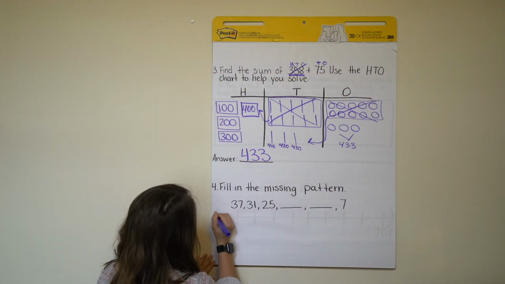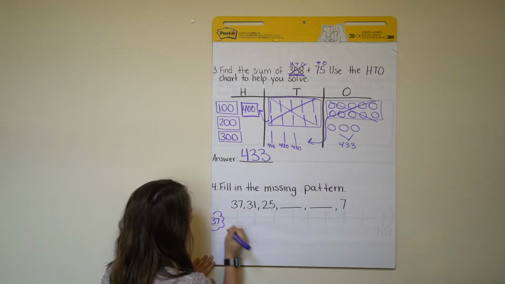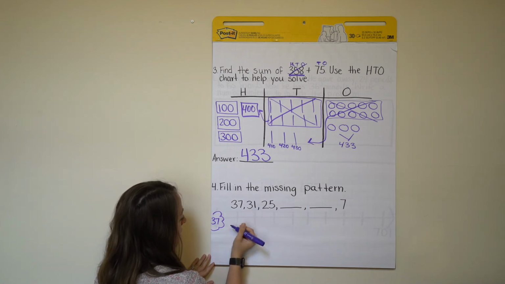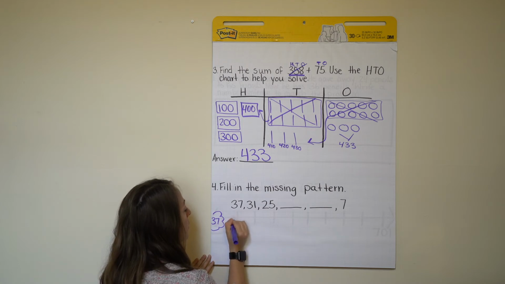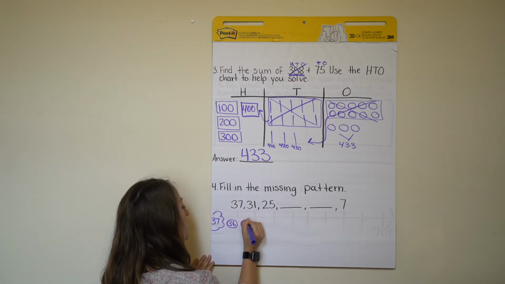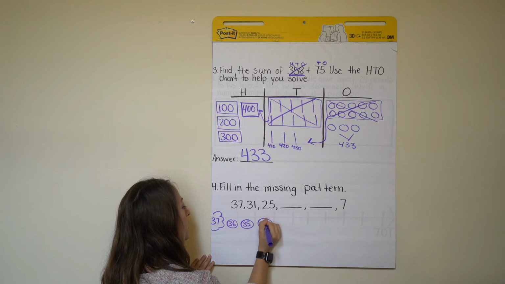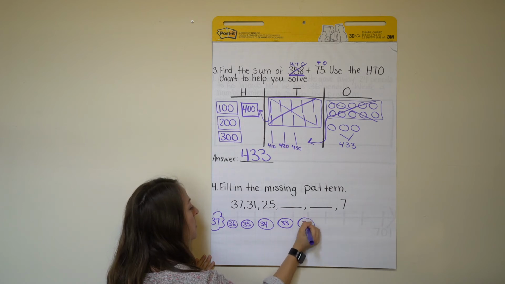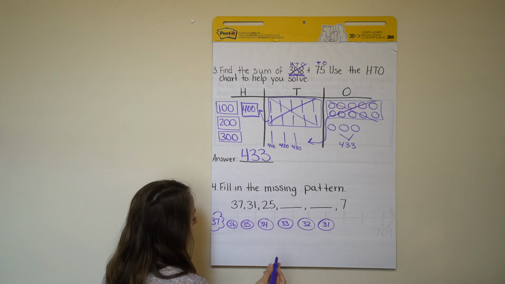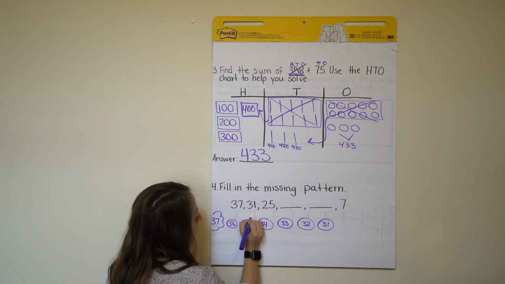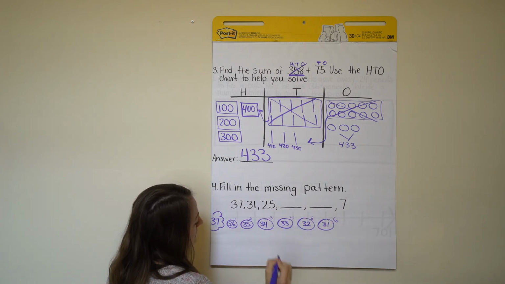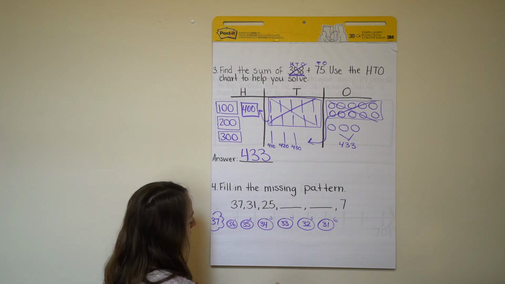Okay, I'm going to put 37 in my brain, and then I'm going to do circles and stop when I get to that next number, which is 31. So 37, 36, 35, 34, 33, 32, 31. Okay, so it's a lot of circles. Let's see what our pattern is. 1, 2, 3, 4, 5, 6. So we're counting down by 6.